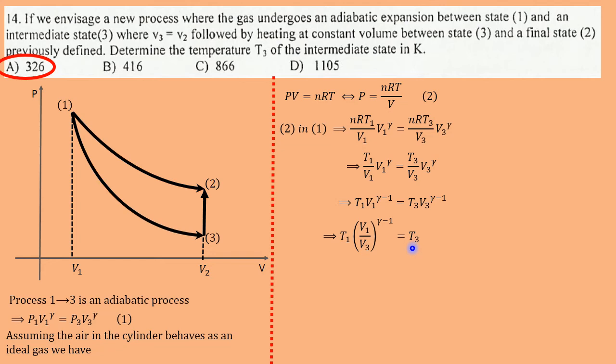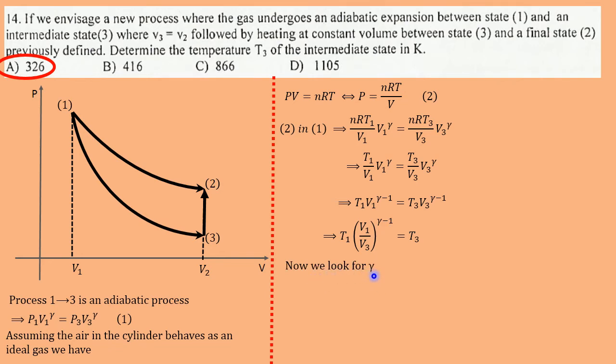Now our point of interest is T3. We are trying to look for T3, so we'll make T3 the subject by dividing both sides by V3 raised to the gamma minus 1, which results in this. So here we have V1 on V3 all raised to the gamma minus 1, because the indices are the same. So when you divide both sides, since the indices are the same, you can raise the whole ratio to one index, that's gamma minus 1.